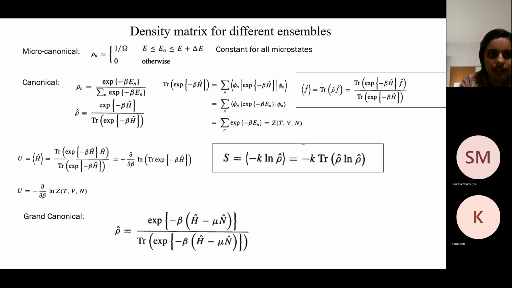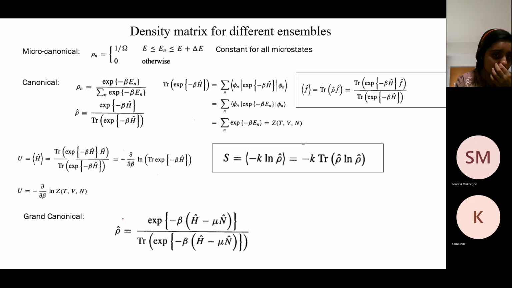Okay, so if you have to find the average energy, how do you do that? You do it like the trace of e to the power minus beta H into H, divided by Z, which is the trace of e to the power minus beta H. That can also be written as minus del by del beta of ln Z, same as what we had done before. How do you define entropy? Entropy was defined as minus k ln rho. So here it would be minus k into the trace of rho ln rho.